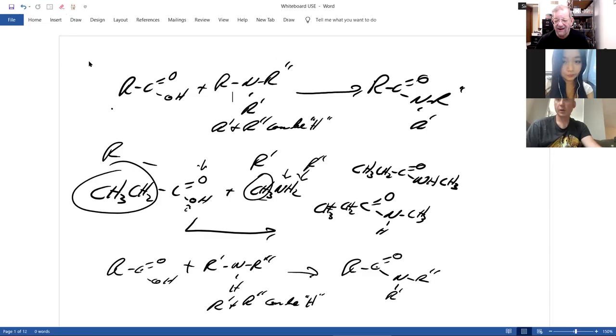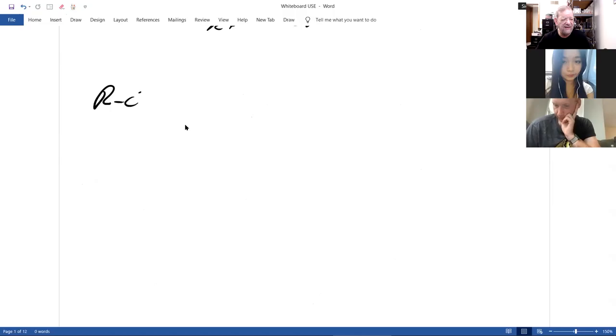Now, you could have also written it this way. And this indicates that's on this nitrogen. And that's how you do that reaction. Well, let's do the next one.